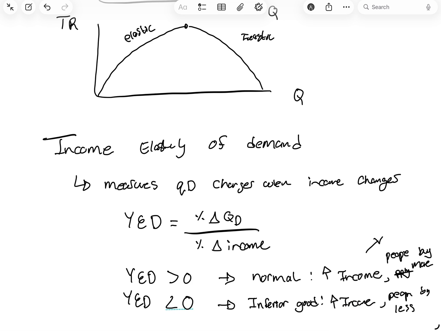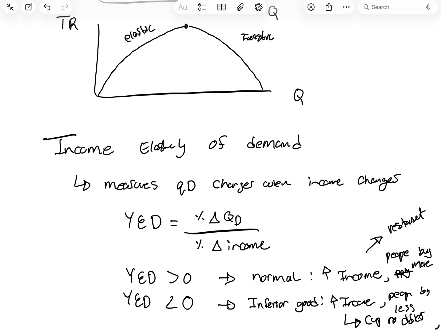An example of this would probably be, if your income goes up, you might start consuming more restaurant food. However, if your income goes up, you're most likely going to start consuming less cup noodles, right? Like those noodles that you get in those cups, and you can eat them after putting hot water in them, or something like that. Something that's considered generally cheaper as your income goes up.